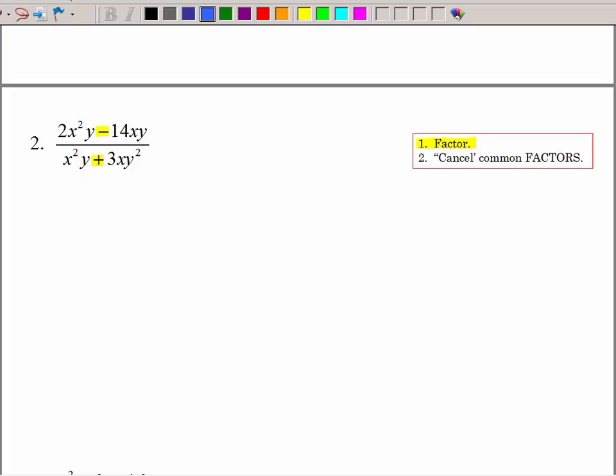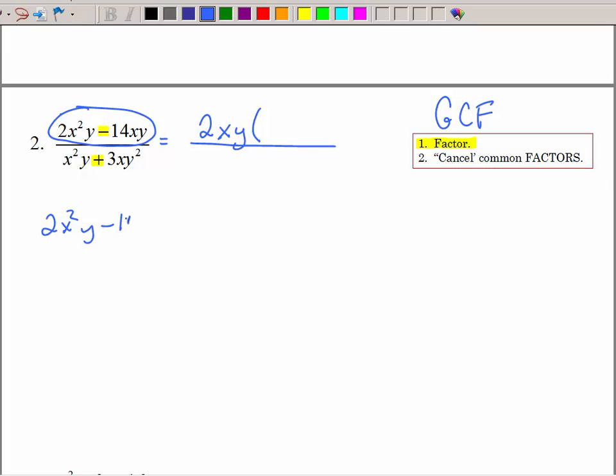Well, let's review our factoring skills. What do you always look for first when you factor? GCF. So does this top have a greatest common factor? Let's see, 2 and 14, they're both divisible by 2. I see an x and a y. All right, so if I took this top expression and divided them both by 2xy, and I think that's the greatest common factor, what would that leave me? So that would cancel, and that would leave me an x minus, 2 goes into 14 7 times. So that would be the factored.